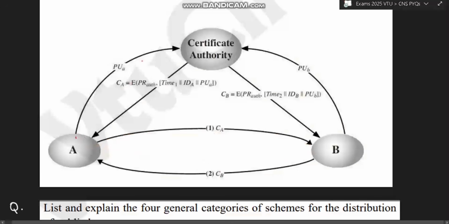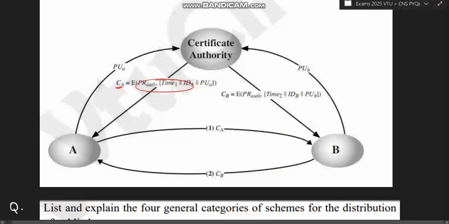Firstly, A will be accessing the certificate authority, not the public key authority. A will access the certificate authority using the public key of A, and the certificate authority will check it and send back a message, locking it using the private key of the authority, with the time t1, IDA, and the public key of A. All of these combined is nothing but the certificate of A.